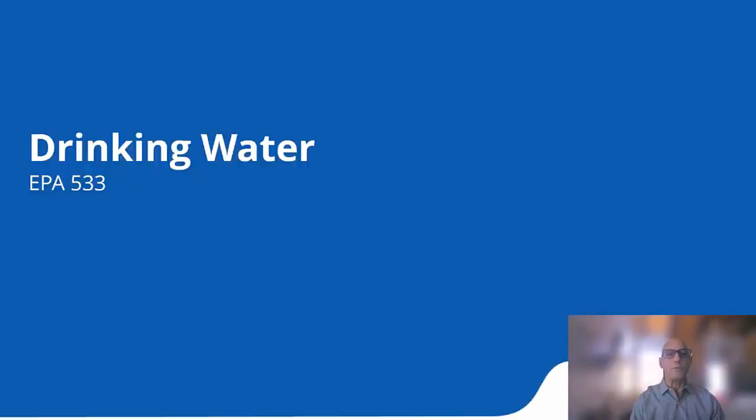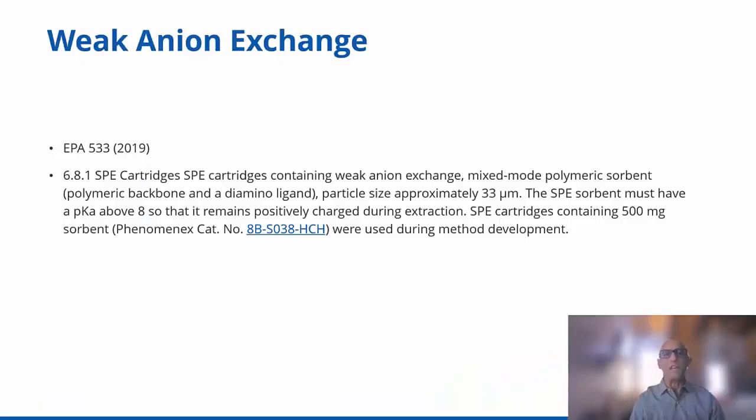The newest prescriptive method for drinking water is EPA 533, which was promulgated in 2019. It increases the total number of compounds to 25, and many of the long-chain compounds from the original 537 method were replaced by shorter-chain compounds, including several of the newer replacement compounds used in the chemical industry. Because of the changes to the analytes, the new EPA 533 method utilizes a weak anion exchange chemistry for the SPE. Strata XAW was selected by the EPA for both method development and the multi-lab validation.